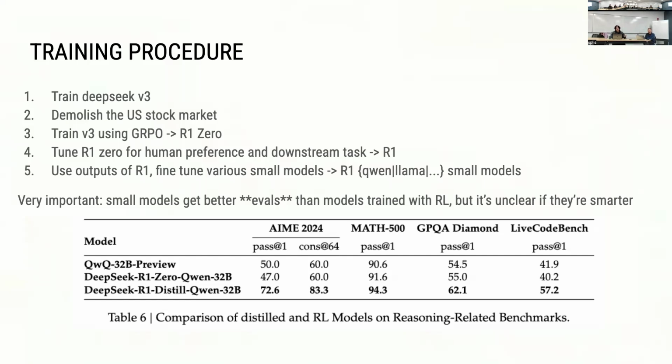So you get R1 distilled into Llama and so forth. A very cool point is that the small models get better evals. The distilled models get better evals than the models trained with R1. Just kind of weird. Than R1 or than their smaller versions? Yeah, the smaller versions trained on R1. Actually trained using R1.